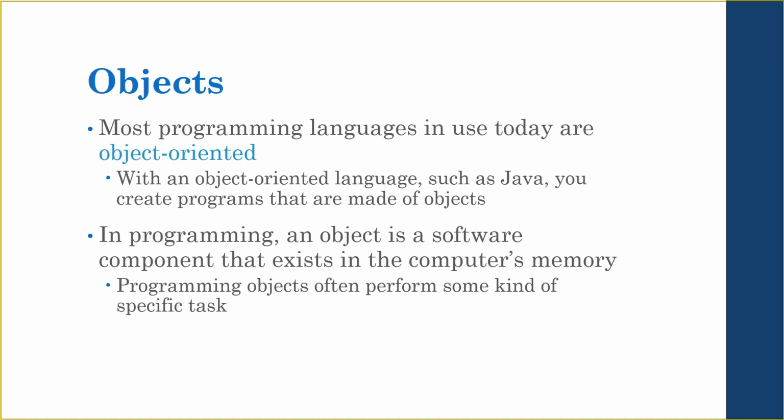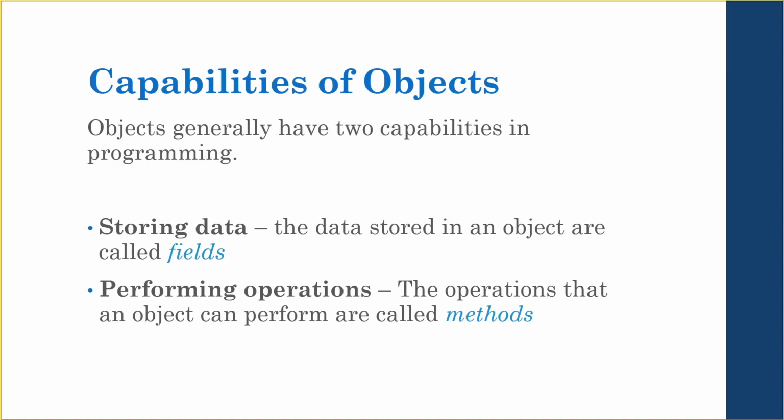In programming, an object is a software component that exists in the computer's memory. Typically, programming objects perform some kind of specific task. Of the two capabilities or tasks that objects can perform, one of them is storing data. Any data that is stored in an object, we call a field. Data is stored in a field. And they can perform operations. The operations that objects can perform, in Java, we call methods.